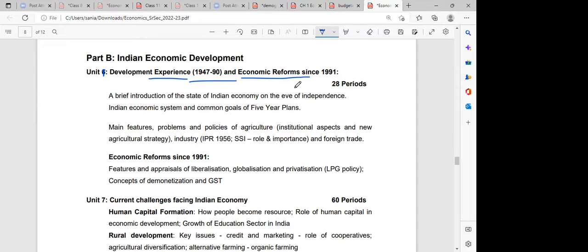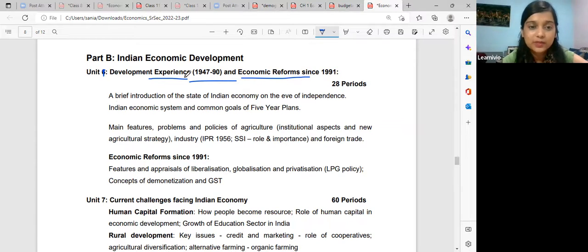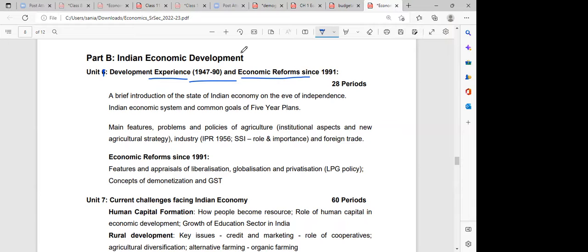Clear? So what we are going to do, in this development experience 1, we'll be doing a brief intro of the state of the economy and all that. Then in the next unit, we'll do economic reform and all that. Clear? Okay, so we are going to start.